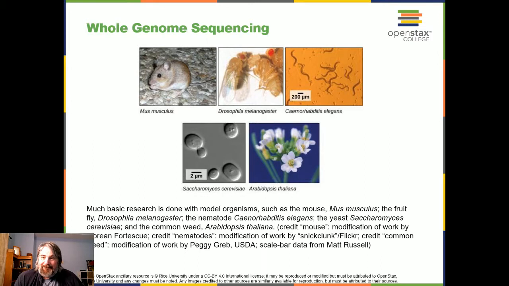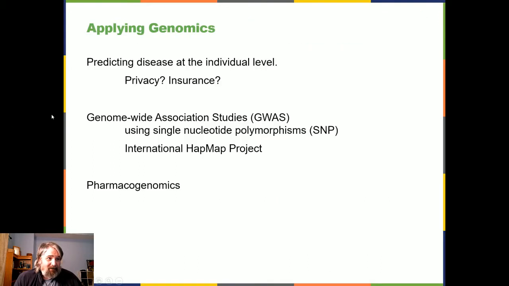Okay. Oh, hey, we're almost out of time. So how do we apply genomics? Predicting disease at the individual level sounds great, but what about privacy? What about insurance? Do they have a right to that data?